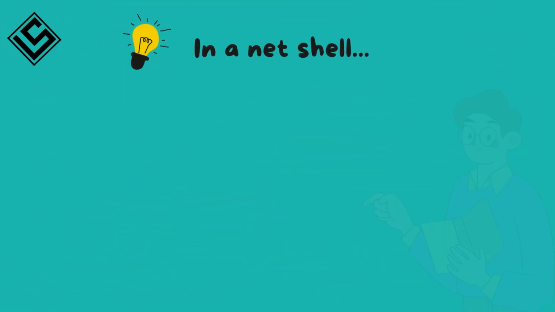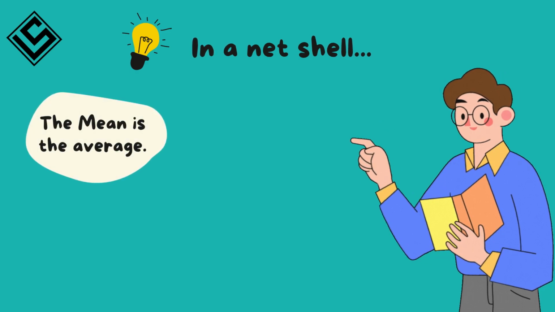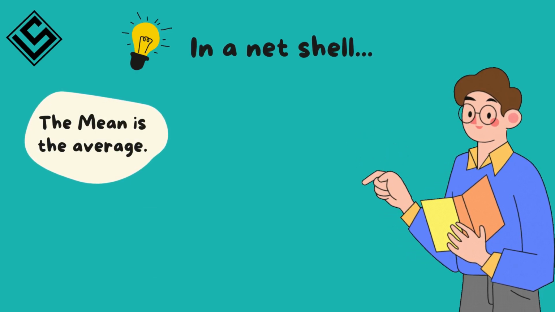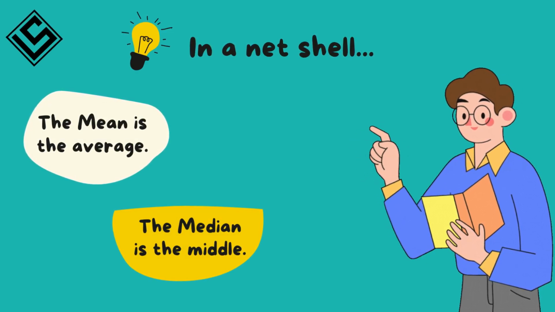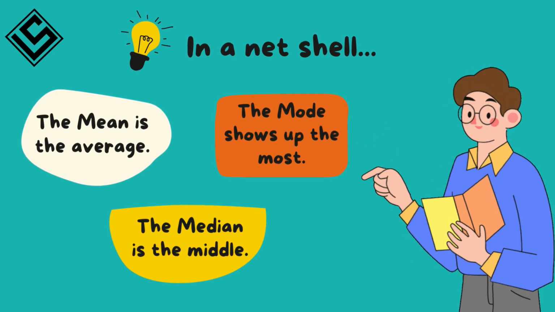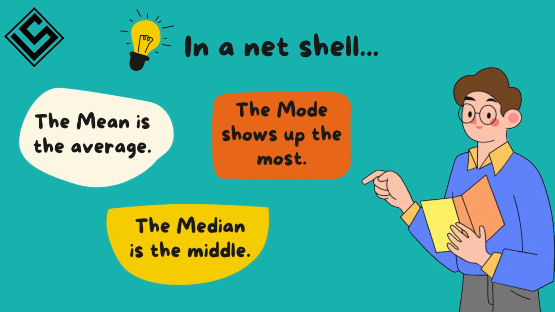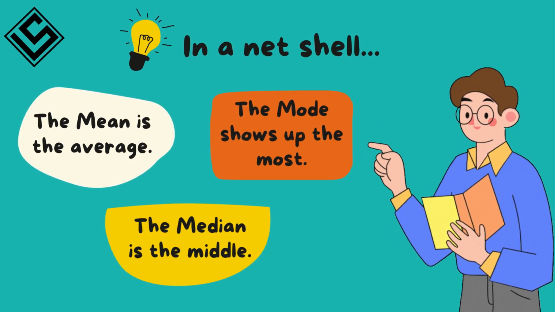So, in a nutshell, let's quickly revise what we have learned today. Mean represents the average value of a dataset. Median represents the middle value after arranging the data. And mode represents the value that occurs most frequently in the dataset. I hope you now have a clear understanding of descriptive statistics and the basic concepts of mean, median, and mode.